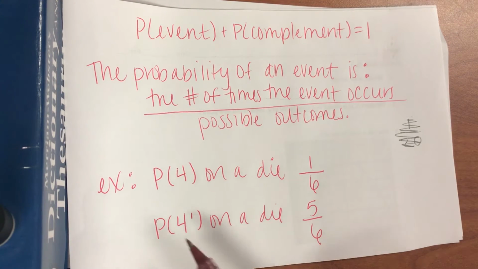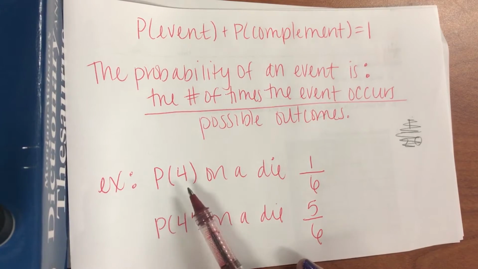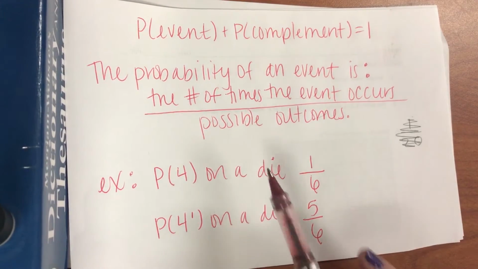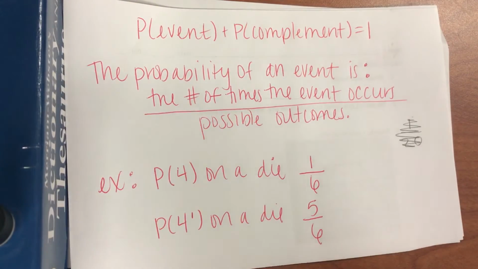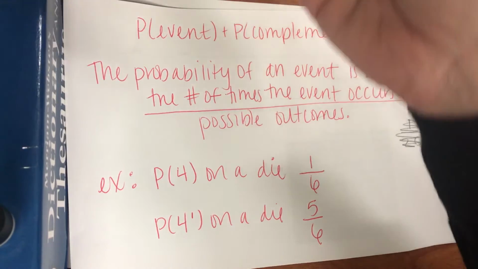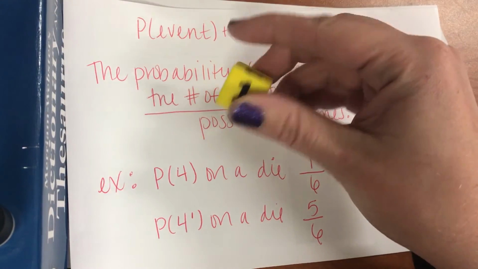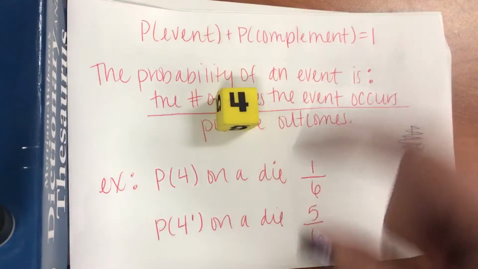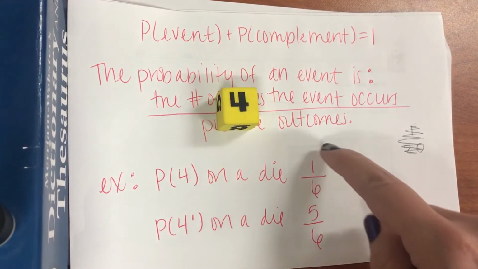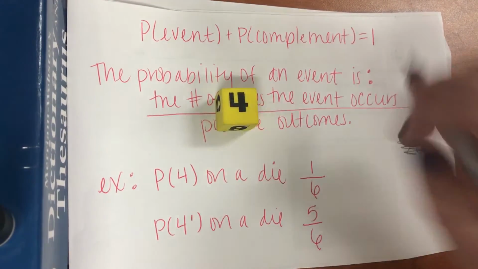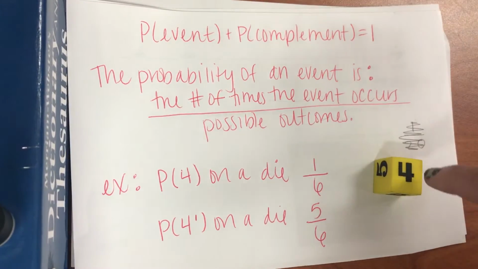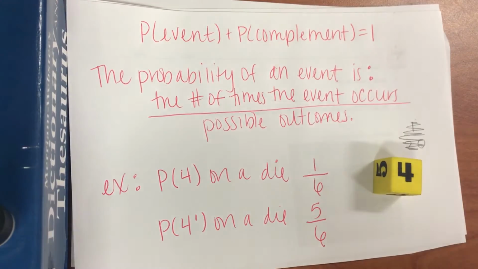So, for example, the probability of rolling a 4 on a dice. If we look at a dice, how many options do we have on a regular dice? Well, it's a cube, so there are 6 sides. There's only one 4, so the probability of rolling a 4 would be 1 out of 6 possible, because the number of times it occurs is once out of the total number possible.